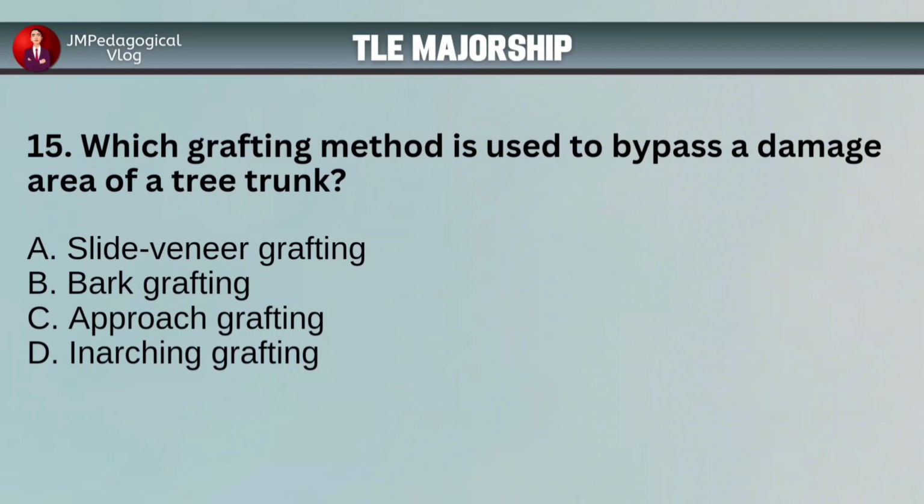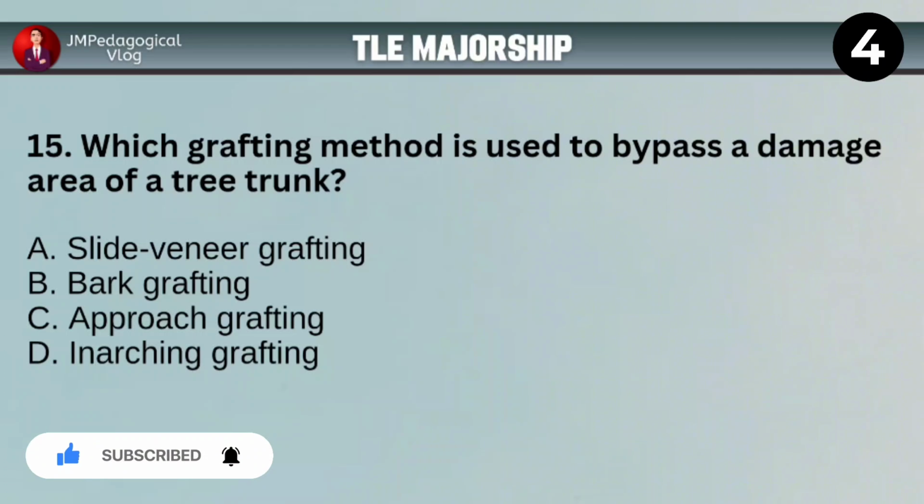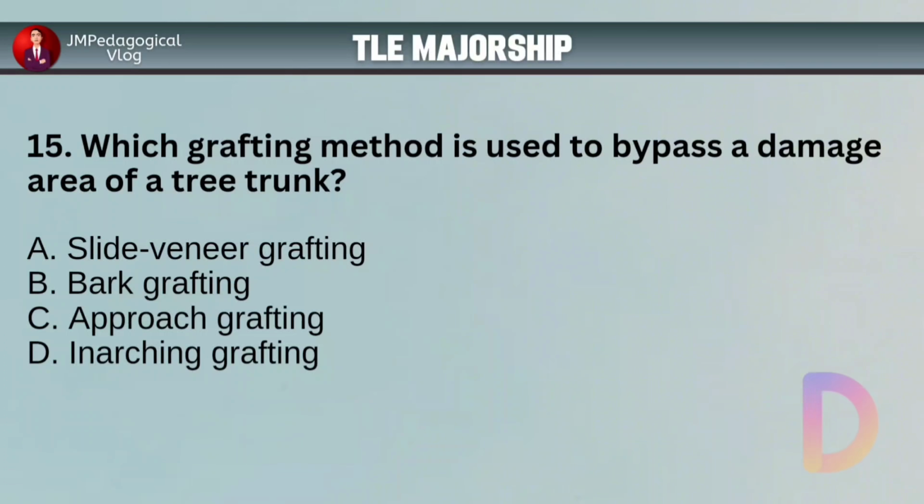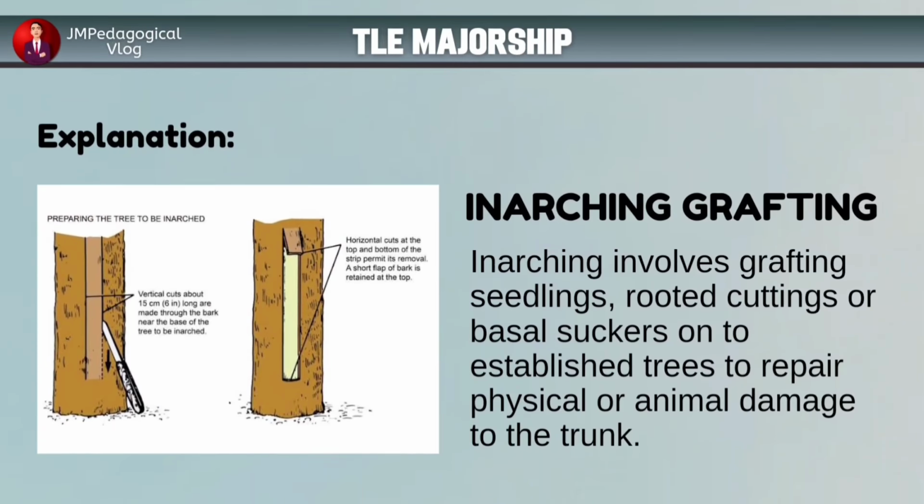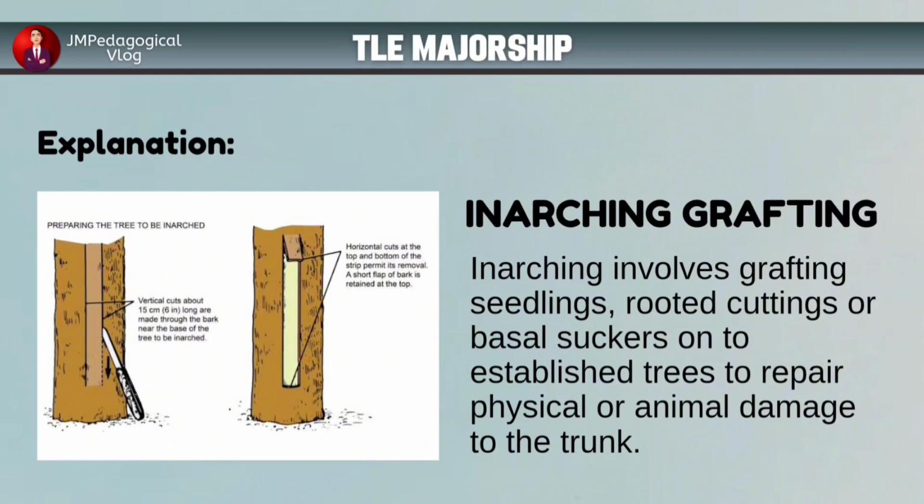15. Which grafting method is used to bypass the damage area of a tree trunk? A. Slide veneer grafting. B. Bark grafting. C. Approach grafting. D. Enarching grafting. D. Enarching grafting. Explanation. Enarching involves grafting seedlings, rooted cuttings or basal suckers on established trees to repair physical or animal damage to the trunk.